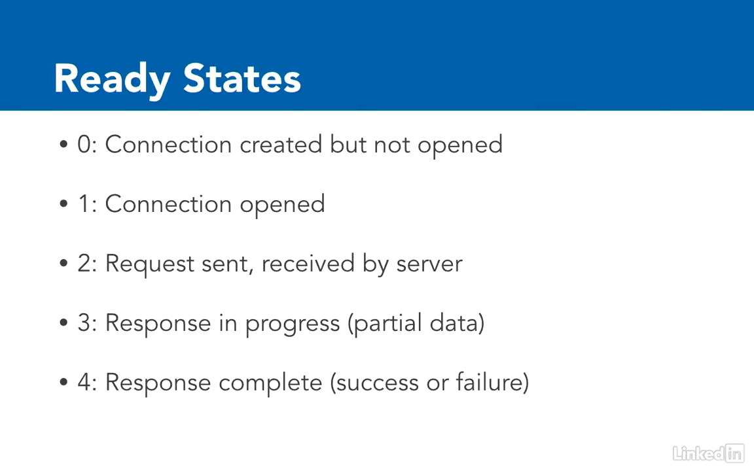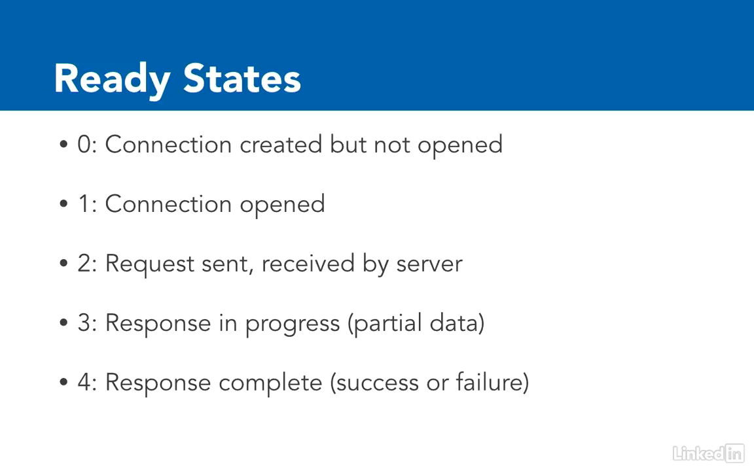If we get a 0, it means the connection has been created, but not yet opened. 1 means the connection has been opened. 2 means the request has been sent and received by the server. 3 means that the response is in progress. We've started getting data back, but we only have partial data. 4 means that the response is complete. We either have success or failure, but there's nothing further to do with this request.